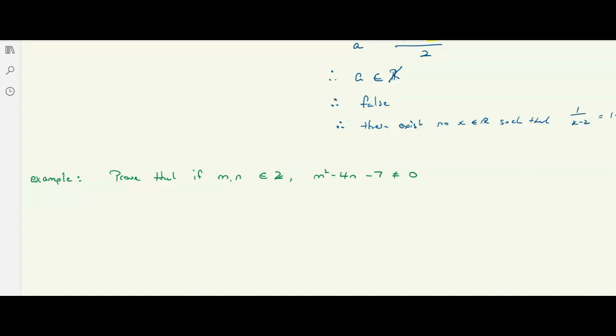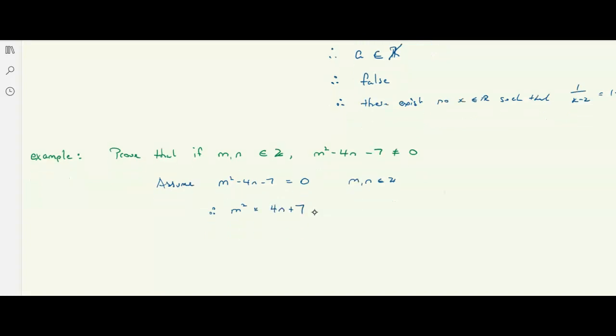Okay, so we're going to assume, and we always start with that word, assume it's false. Assume that m squared minus 4n minus 7 is equal to 0, for m, n integers. We've got to fly into this and just see where the absurdity comes up. So m squared is now 4n plus 7.